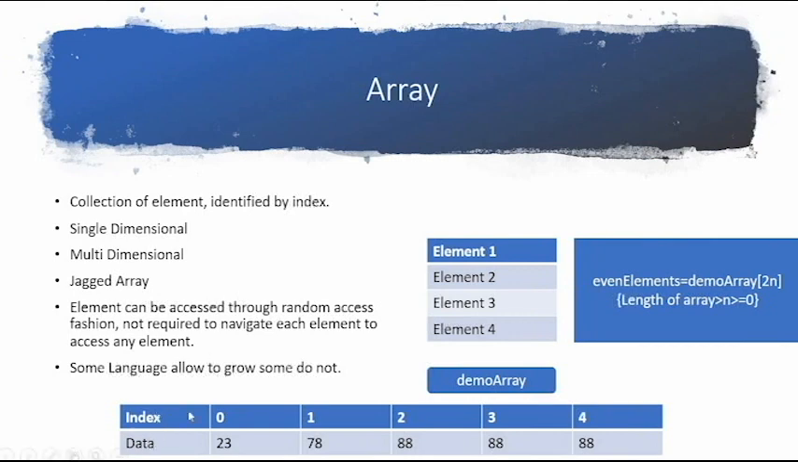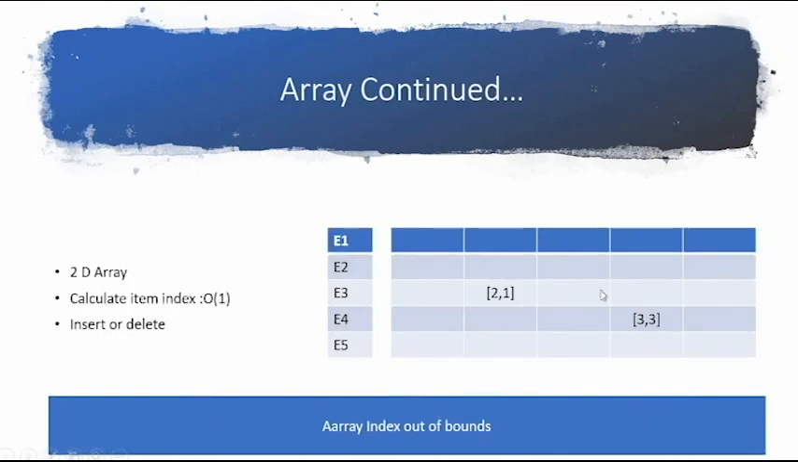This is the example of a single dimensional array. This is the example of a 2D array. What is a 2D array? You recognize it as a table. At each position there could be a table, and for each element like E1, E2, E3, this is an array, and in each array cell there is another horizontal array. You can imagine it like this.